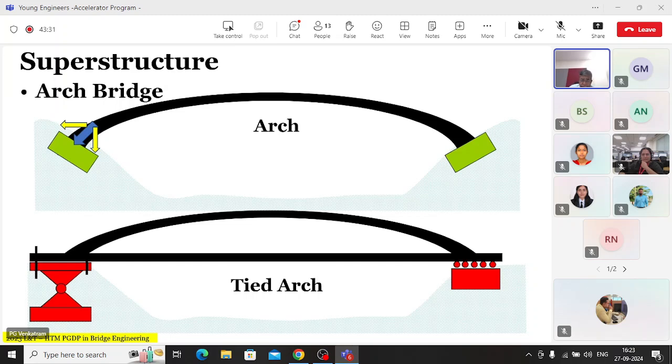When you do the tied arch, basically what you've done is this lateral load from this side is balanced by the lateral load from that side in the form of a tie.